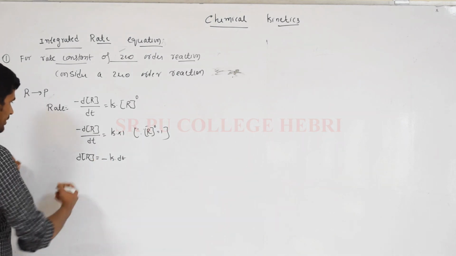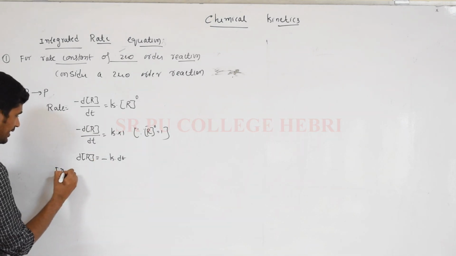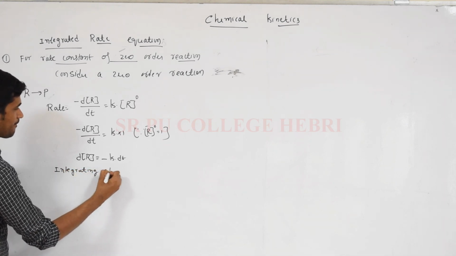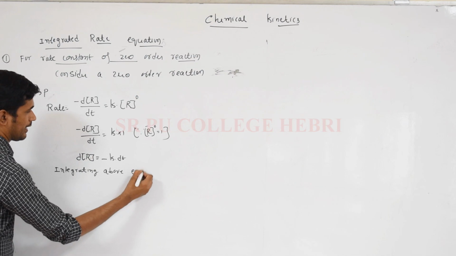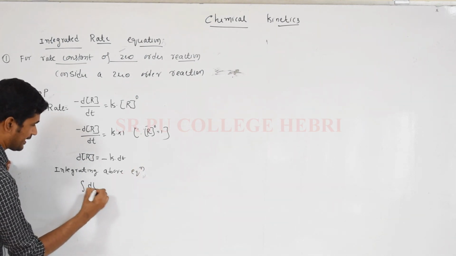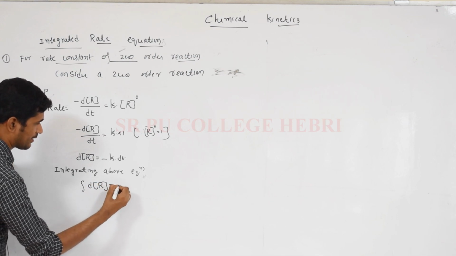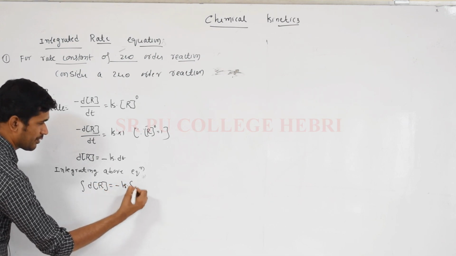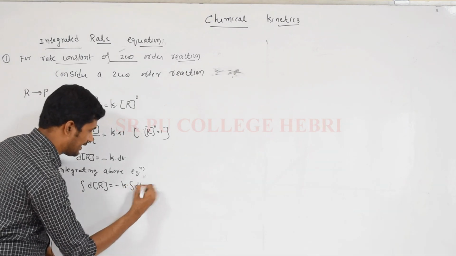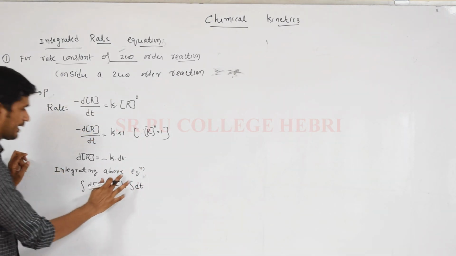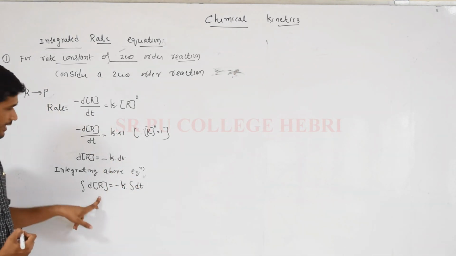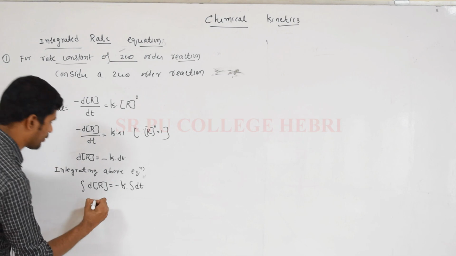What is the next step? You integrate it. Integrating the above equation, you will get the integration of d[R] is equal to minus k into the integration of dt. k is a constant, so it stays outside the integral. The integration of d[R] is equal to [R] only.